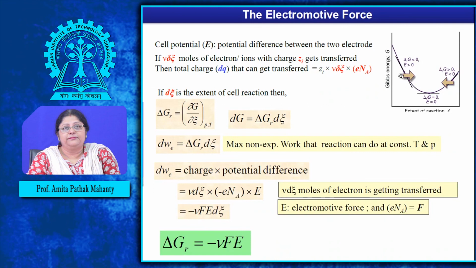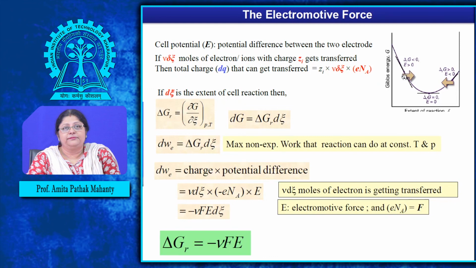So what happens when you talk about the EMF? Cell EMF is related with the opposite sign. Delta G R is equal to nothing but minus n, the number of electrons, into Faraday into E. So if I look at the values of G and E, they are going to be opposite. A reaction is going to be spontaneous only when the cell EMF is greater than 0 and delta G is less than 0.